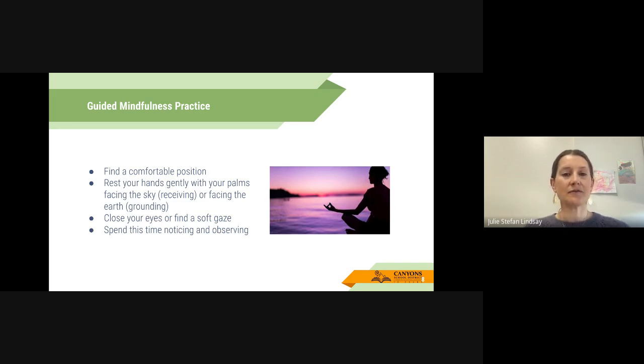And go ahead and close your eyes or find a soft gaze. And during this time, I am going to guide you. Your only goal, other than thinking about some of the things I guide you through, is to just notice and observe. And I'm going to encourage you to practice non-judgment. So go ahead and close your eyes or find that soft gaze. Take a few breaths. And just notice what's happening.